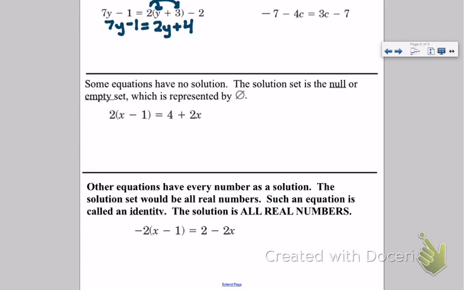Now this looks more familiar. So we want to get variables on one side, numbers on the other. So I'm going to subtract 2y from both sides. 7y minus 2y is 5y minus 1, and 2y minus 2y is 0, plus 4 is 4.